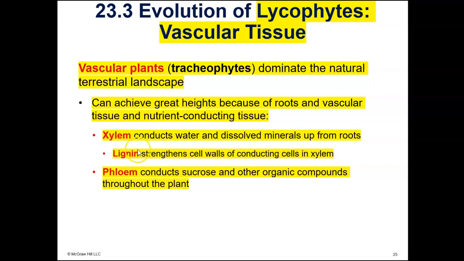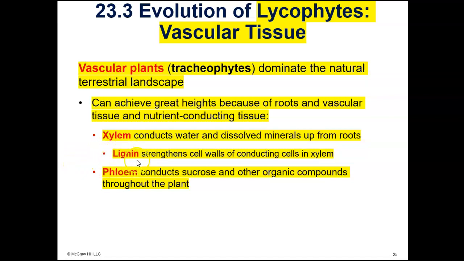Vascular plants are also known as tracheophytes. They can grow a whole lot taller than the non-vascular plants because they have roots and vascular conducting tissue. The two types of vascular tissue that conduct materials throughout the plant are xylem and phloem. The xylem conducts water and minerals up from the roots throughout the rest of the plant, all the way to the tip of every branch, if it's a tree.